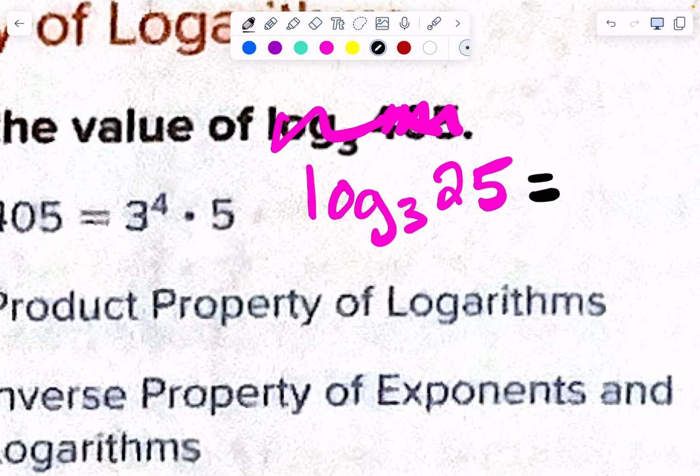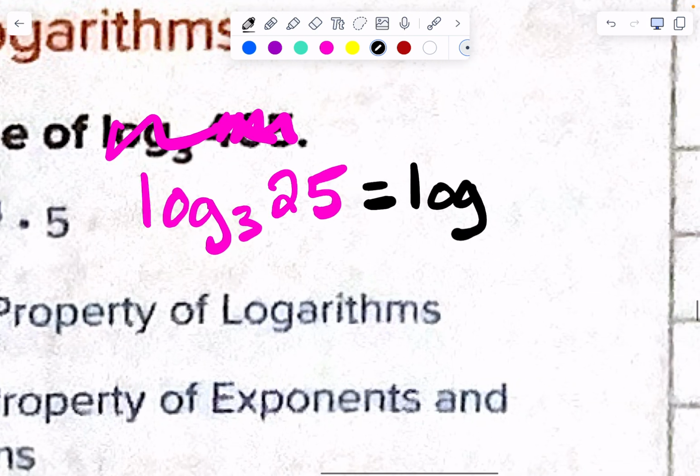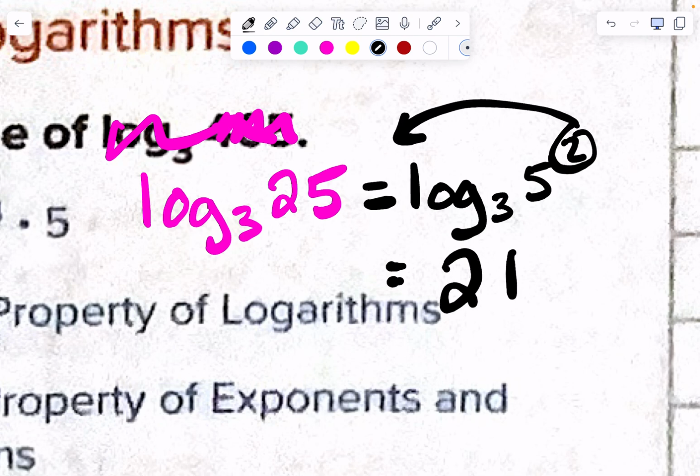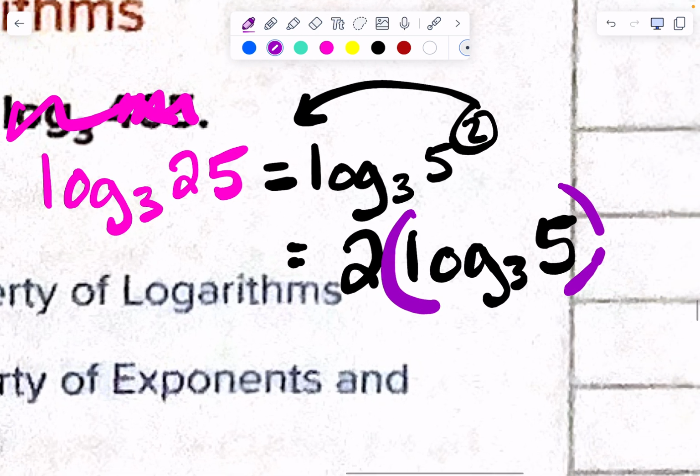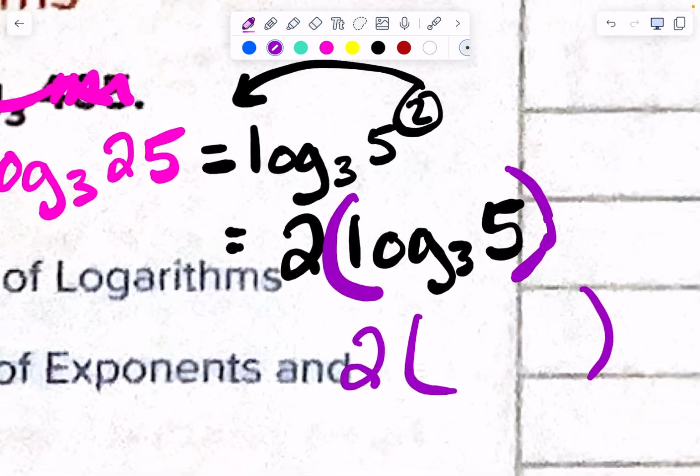Right, this is the same thing as log base 3 of 5 squared, right? So it's equal to, or that 2 can come down in front, which is 2 log base 3 of 5, right? But what is log base 3 of 5? That decimal number, right? So really, I just have to take 2 times that decimal number. What's the decimal number? 1.465?